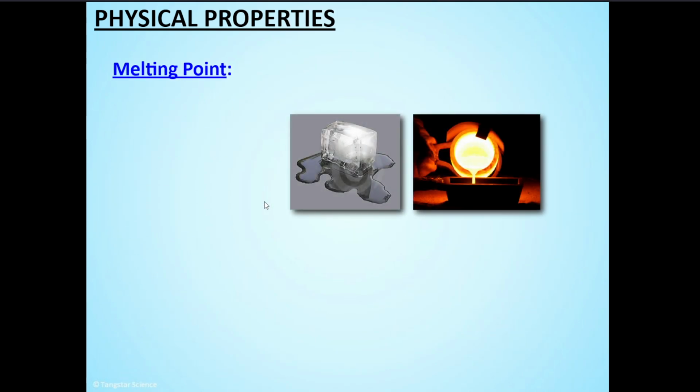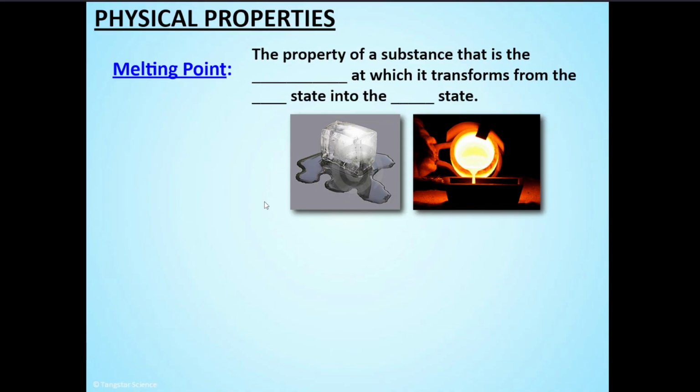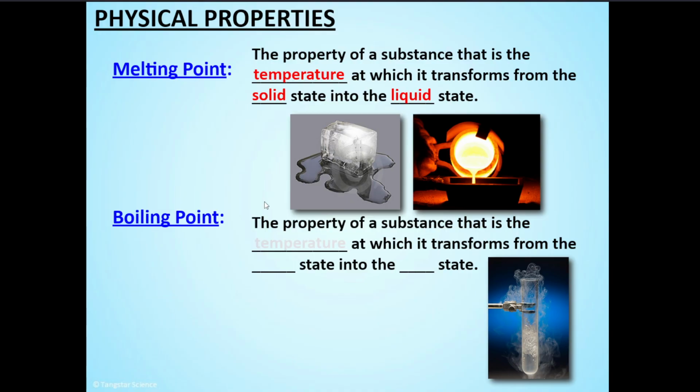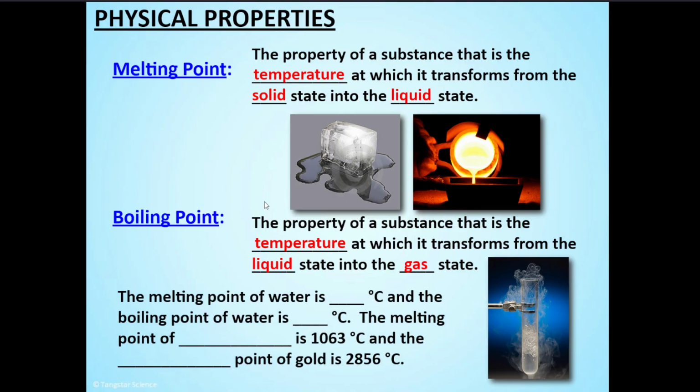All right, next couple things are going to be our phase change points. So these are specific temperatures where a substance changes state. The melting point is the temperature at which it will change from solid to liquid. And the boiling point is the temperature at which it turns from liquid to a gas. For water, though, the melting point is 0 degrees Celsius and the boiling point is 100 degrees Celsius. For gold, these points are much higher, as you can see.